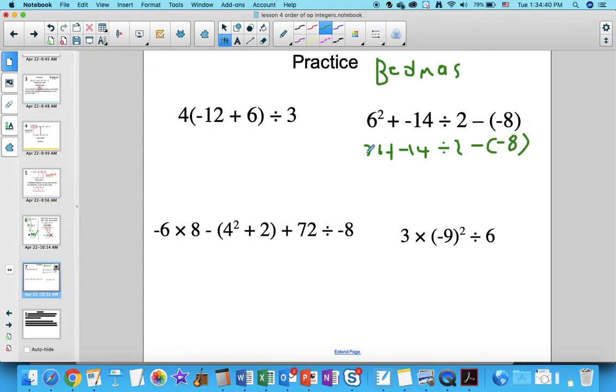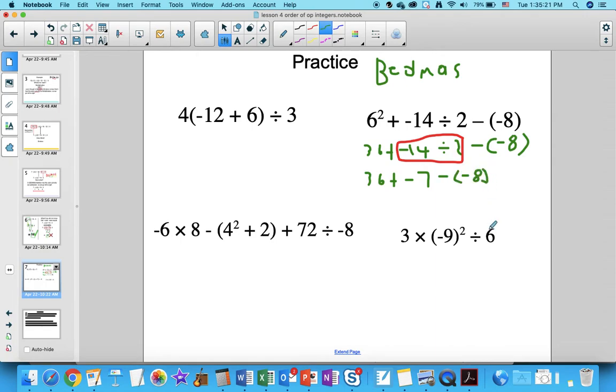Okay, so now I have 36 plus negative 14 divided by 2 minus negative 8. Do I have any more brackets besides that one? Exponents? Nope. Division. Well, I have a division here. So I'm going to do the division here. So now I'm going to write down 36, because I'm not doing anything there. Plus, what's negative 14 divided by 2? Well, 14 divided by 2 is 7, but I only have one negative symbol, so I take negative, and then I write the rest.